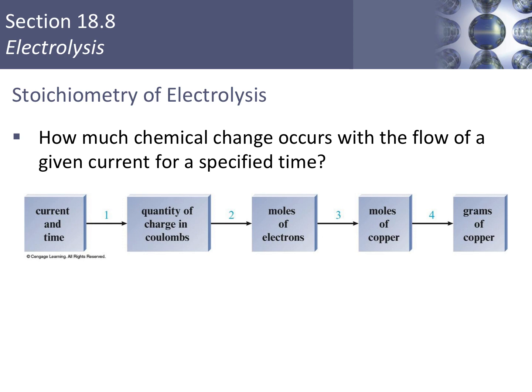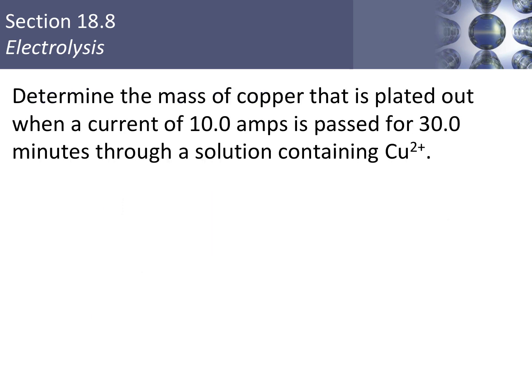So say we know our current and our time, then we can calculate our charge in coulombs. And we have a Faraday constant that ties coulombs to moles of electrons. And then we can look at our particular metal, like if we're looking at copper, let's say, how many moles of electrons are being gained. And then we can relate that to moles of copper, and then grams of copper through molar mass. Let's take a look at an example.